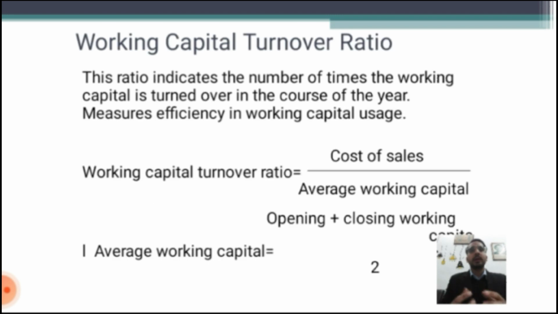And next, working capital turnover ratio. It is a measure of how many times working capital is converted into sales. It is calculated as: working capital turnover ratio is equal to cost of sales or net sales divided by average working capital, that is, net working capital. Net working capital is equal to current assets minus current liabilities.